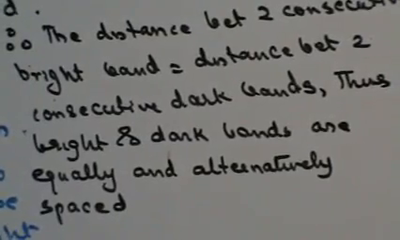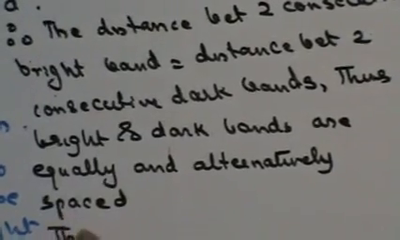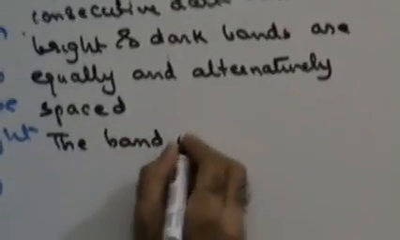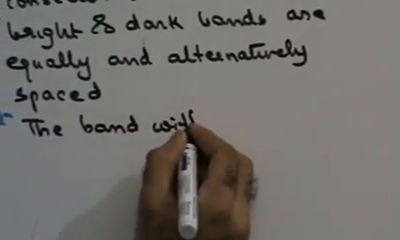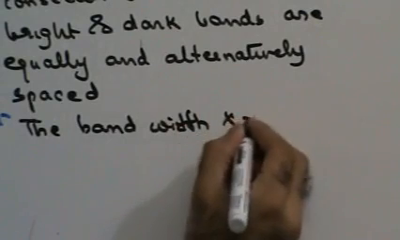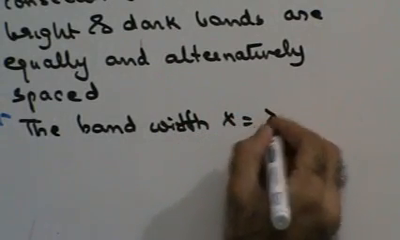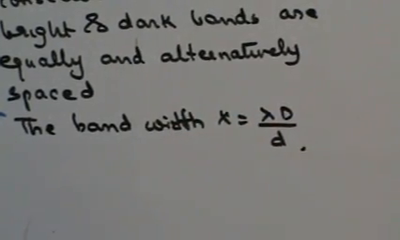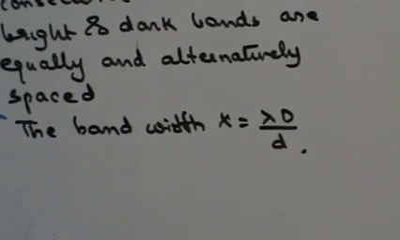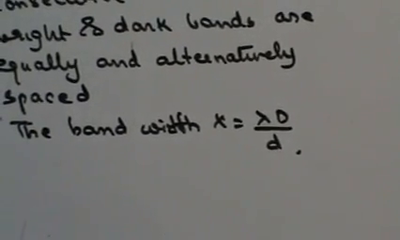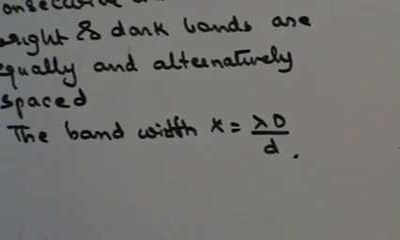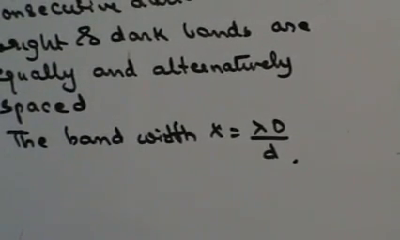Hence, I can say that the bandwidth x is given by the formula lambda d by d. That is going to be my fringe width. Fine, do we get this thing here? So do we understand how we find out the fringe width in Young's double slit experiment?